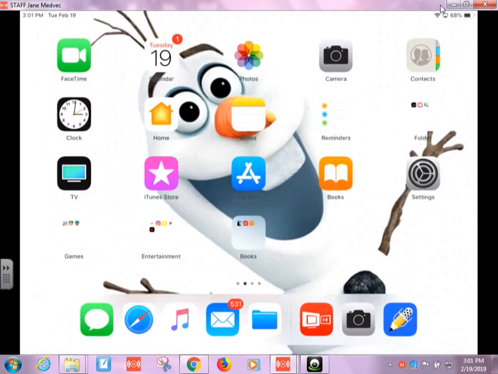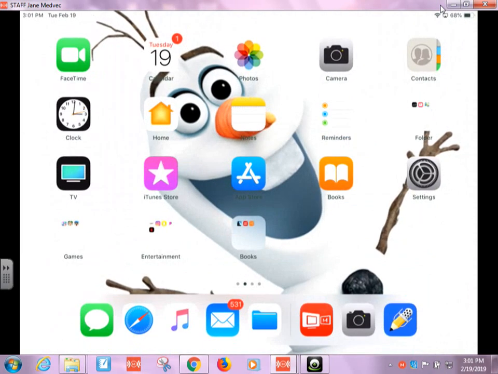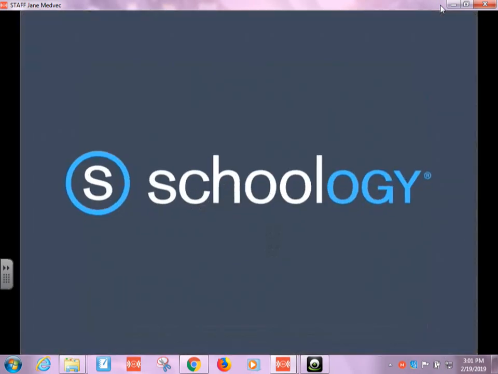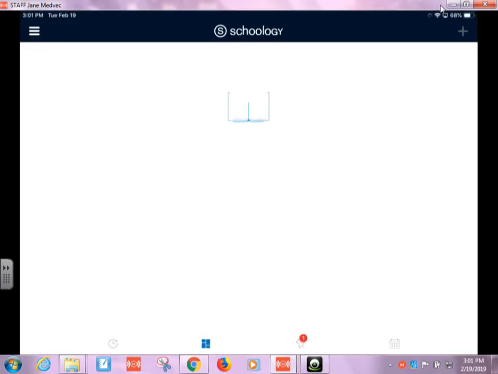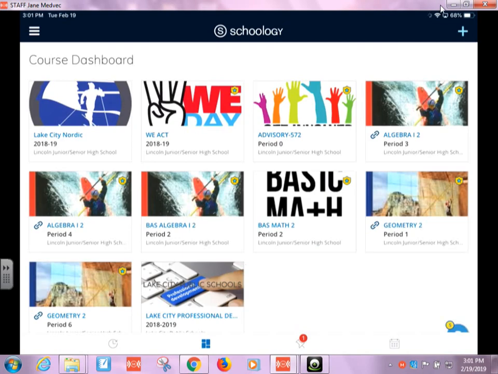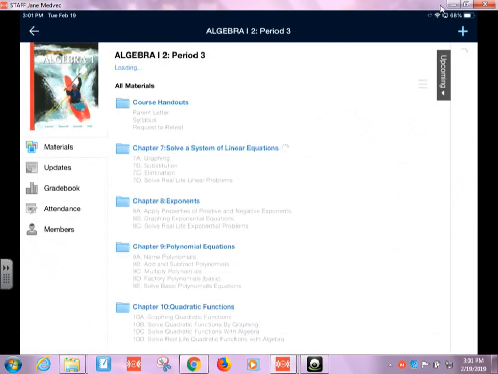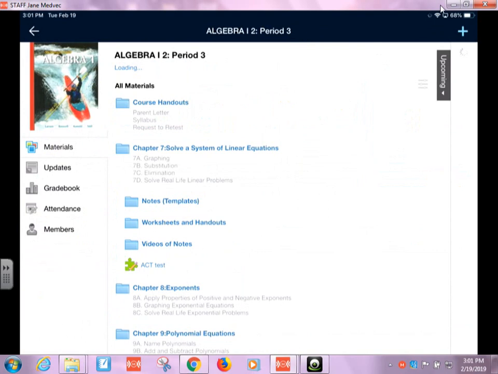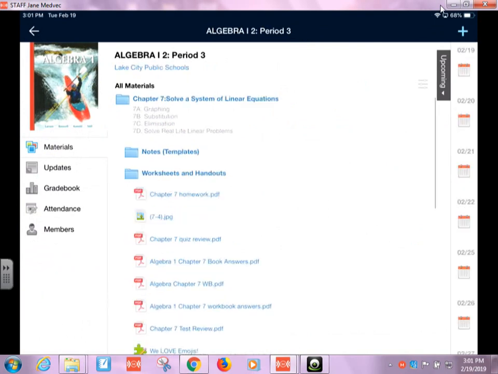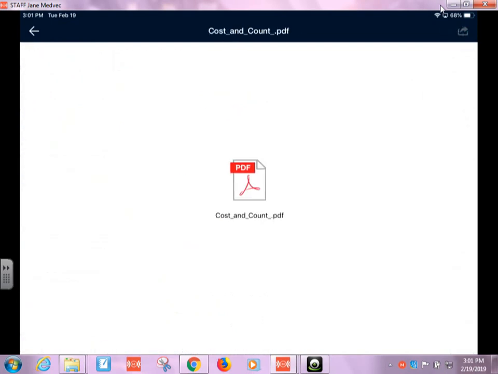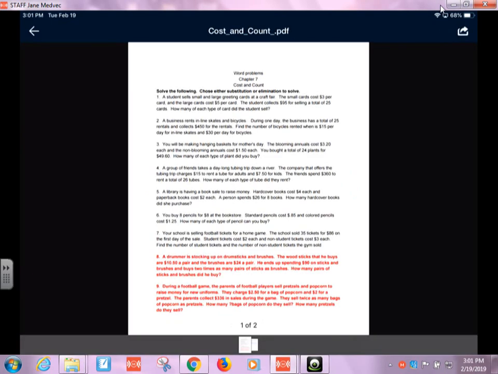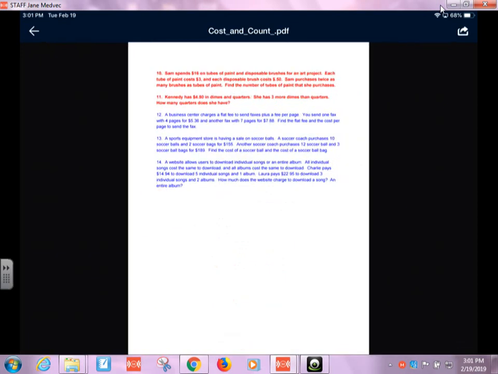If we take a look at the assignment, what you need to do is go into Schoology. We're going to go into our algebra course, go down into chapter 7. We're going to look at the worksheets and handouts and go all the way down to cost and count. Now your assignment that you were supposed to do for yesterday was 1 through 7. The first word problem that we did today covers 8, 9, 10, and 11. And then the problem that we just got done with is 12, 13, and 14.